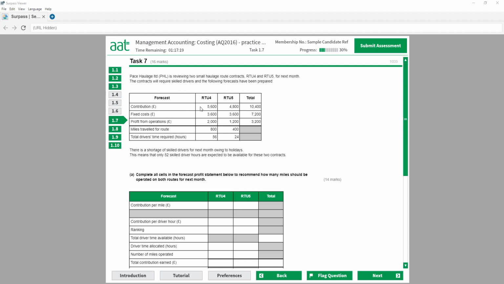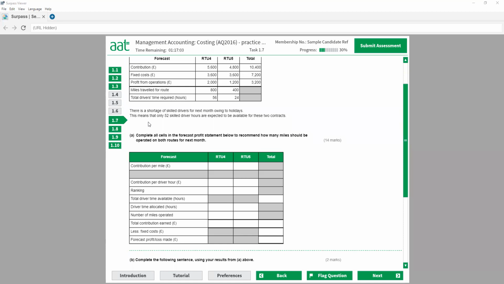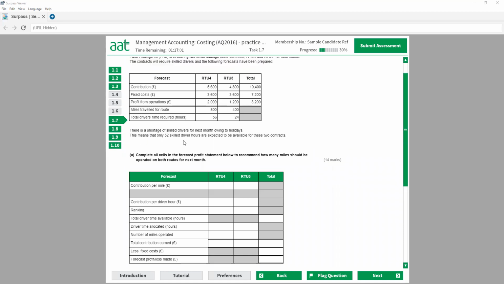So let's have a look. The contribution, you can see RT4, RT5, the total. After that, we have the fixed cost, we have the profit, we have the miles traveled for the road, and we have the total driver's time required in hours. Then we have the next point. There is a shortage of skilled labor. That will always be the case. There'll be a shortage of skilled labor, okay? Because most of the people are going on holiday, they are saying only 52 skilled labor hours are expected to be available for these two contracts. So for RT4 and RT5, we have only 52 skilled labor hours available.